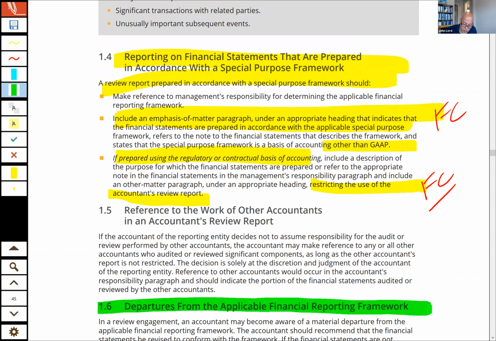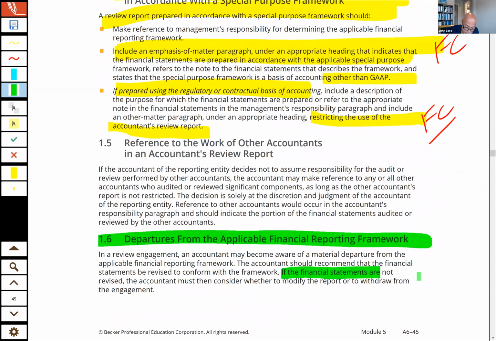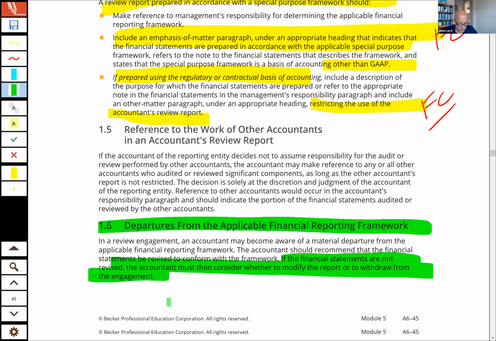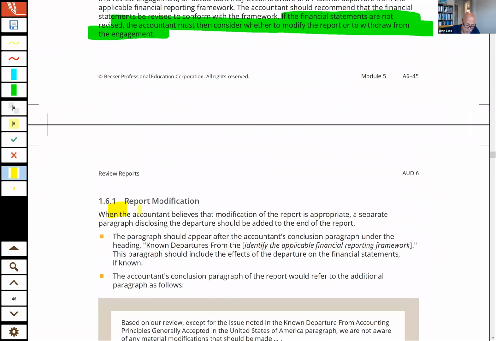Now, this is what I was trying to say before. If there are departures from the applicable framework, what happens? If the financial statements are not revised, the accountant must consider whether to modify the report or withdraw from the engagement. Those are our choices. There's no qualification. There's no adverse opinion because we're not giving an opinion. So when the accountant believes there is a departure, it is appropriate that we will add a separate paragraph to the end of the report.